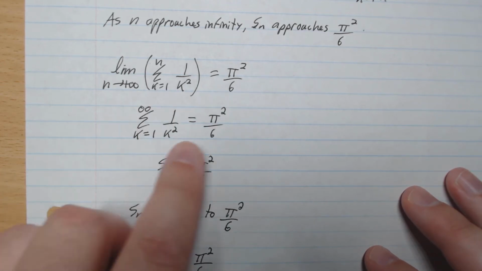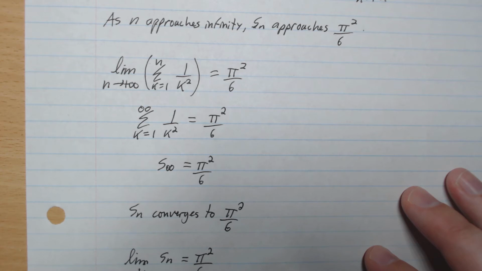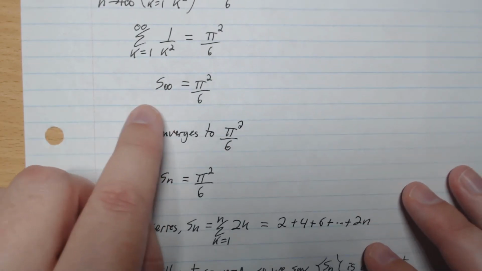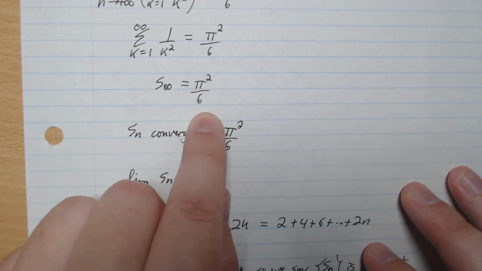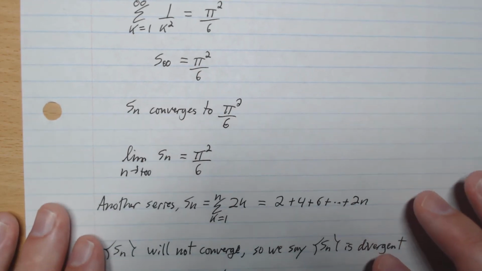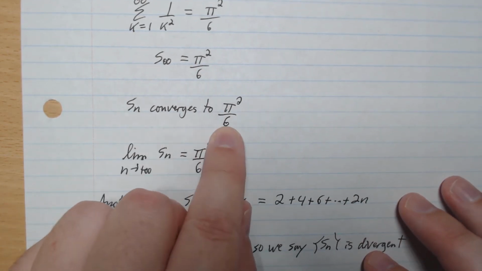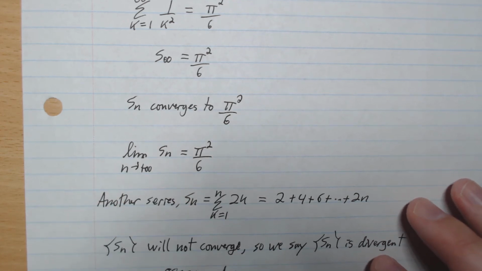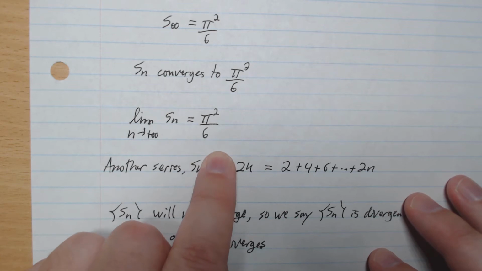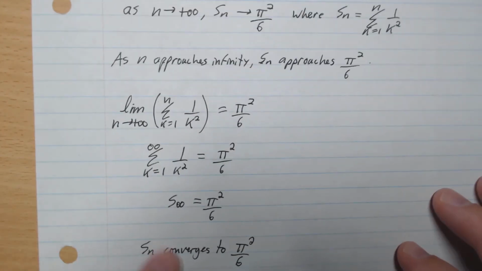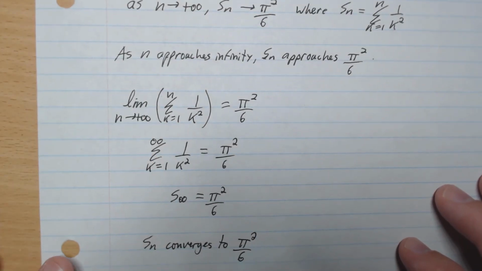The infinite sum gives pi squared over 6. This is another way. We're going to be using this notation here later. The infinite sum is pi squared over 6. We say Sn converges to pi squared over 6. The limit of n going to infinity of Sn is pi squared over 6. And so these are all different ways of saying the same thing.